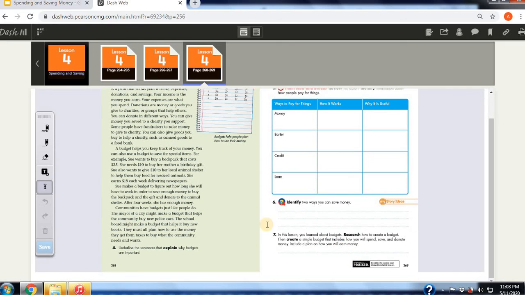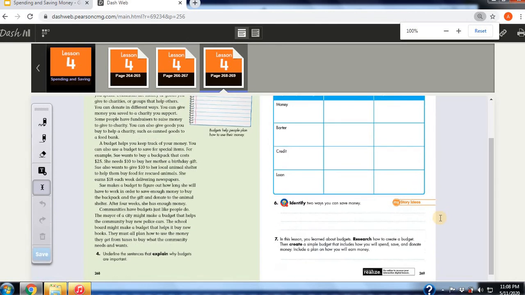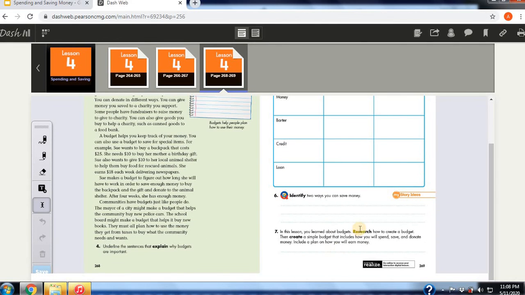This is what you're working on Friday. You're creating a budget. You're going to research the job that you wish to have. Okay. Then you're going to create a simple budget that includes how you will spend, save, and donate the money. And then a plan of how you will earn money.